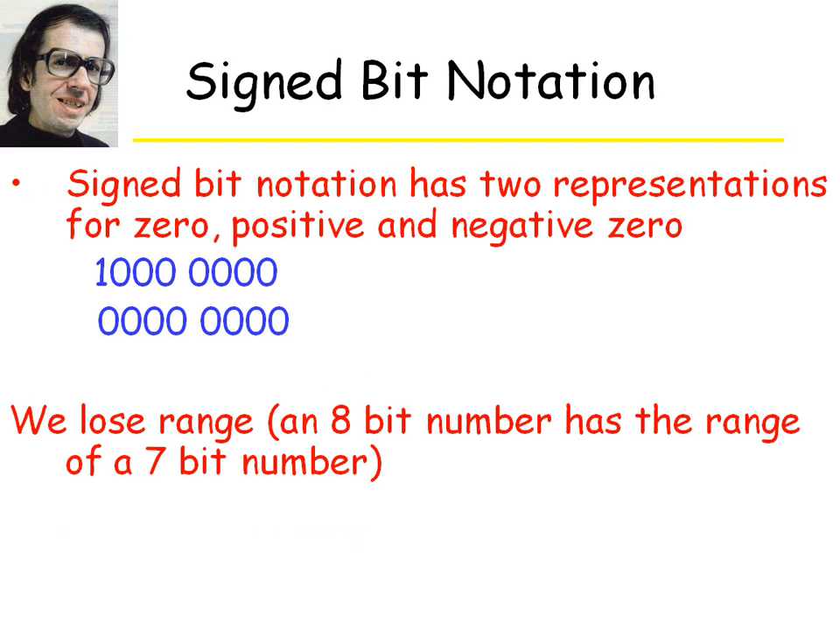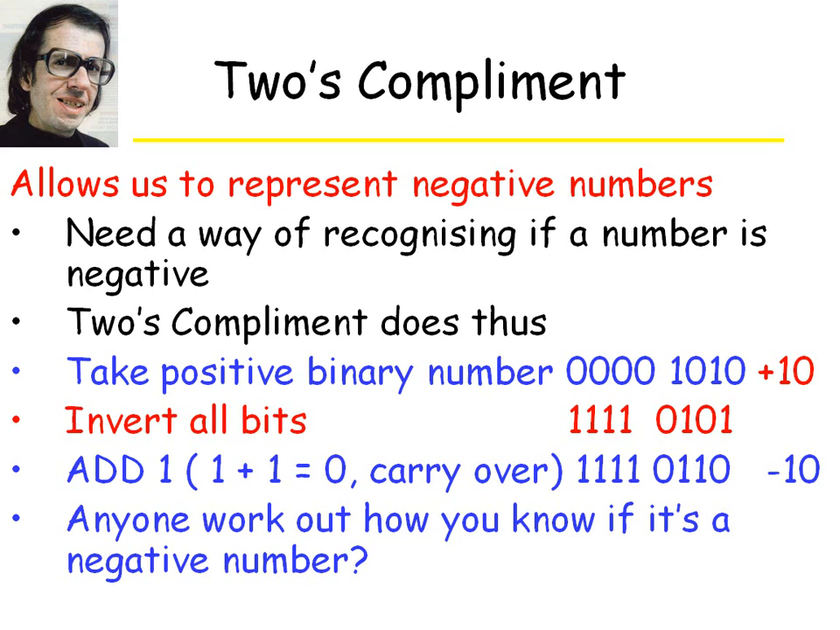Signed bit notation has two representations for 0, the positive and negative 0, as you can see there. And you lose the range, because an 8-bit number actually only has the range of a 7-bit number. 2's complement is what gets around how we represent negative numbers. So instead of looking at the first bit and throwing it away, 2's complement, which I've spelled incorrectly here, allows you to use all of the bits to represent a number.